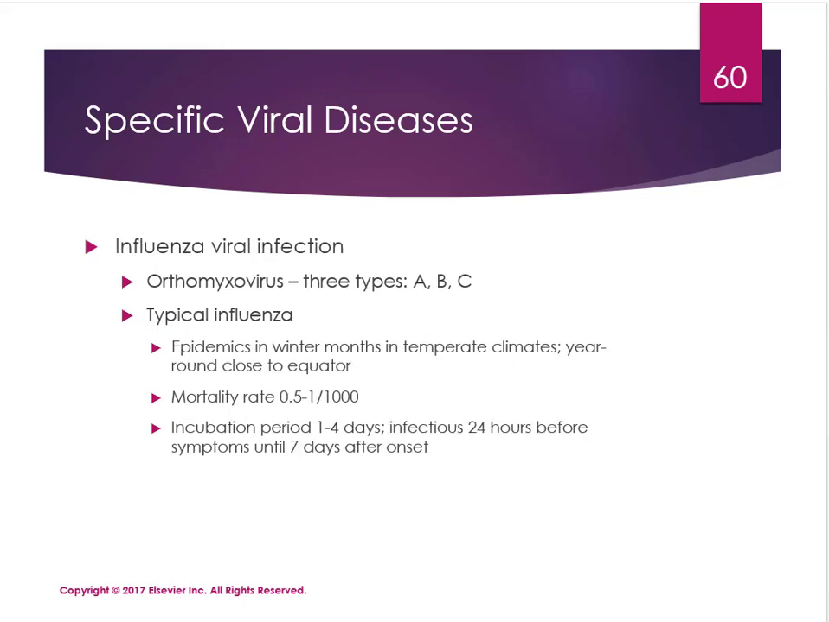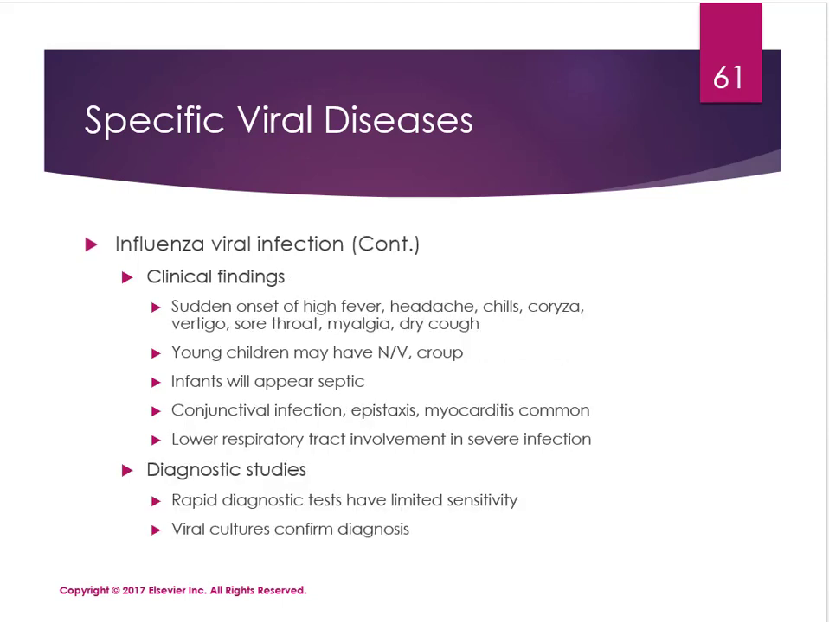All right, let's talk a little bit about the influenza virus. There are 3 types, A, B, and C, and we note that there's epidemics in the winter months when the temperatures are cooler, but you can have year-round exposure closer to the equator. The mortality rate is 0.5 to 1 per 1,000. The incubation period is 1 to 4 days, and the patient is typically infectious 24 hours before symptoms start until 7 days after the onset.